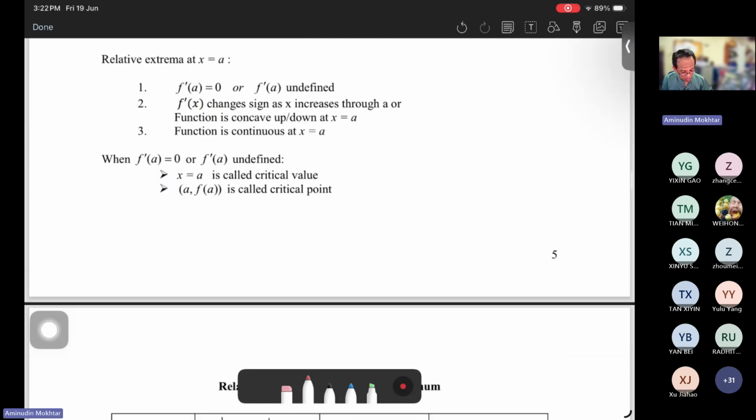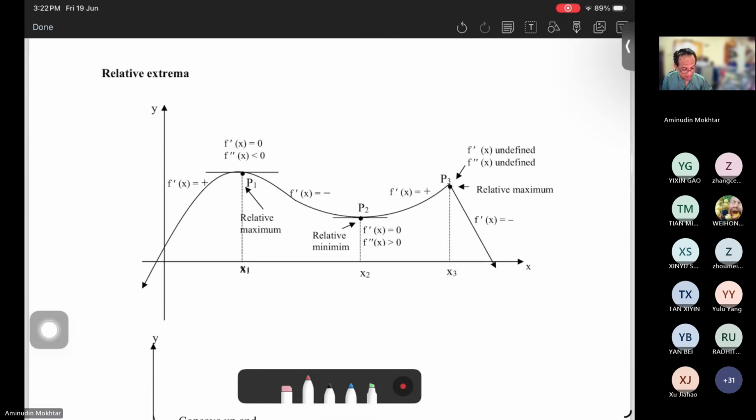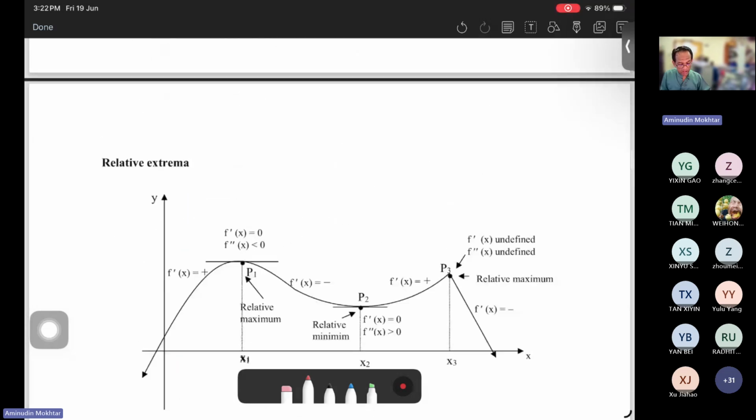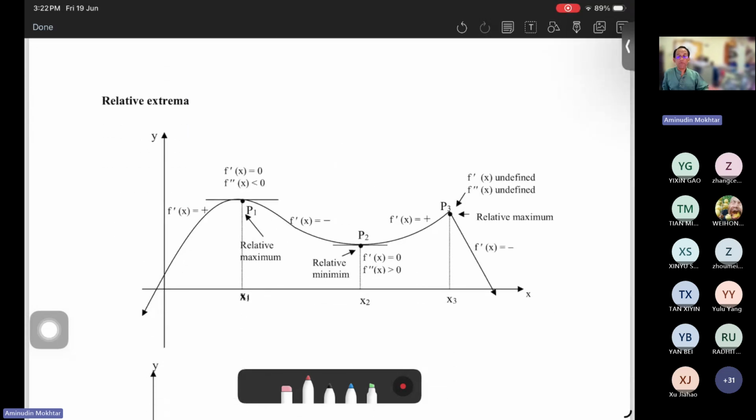Now please refer to page 5. Now we can apply these two concepts, the first derivative and the concavity. Please refer to this graph. Sorry, page 5. I will explain how to read this figure.